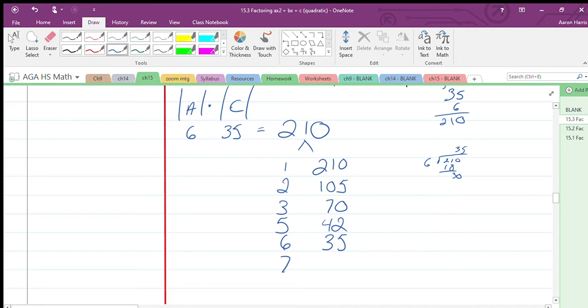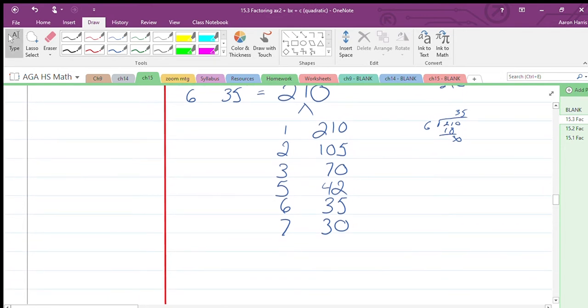Simply put, does 7 go in? Yes. So I get 3 and 0. 7 goes into 210 30 times. Notice I'm just working my way down as I go. Does 8 go in? Well, check it. Here's 8. Here's 210. Let's put 2 because that's 16. So that's 50. 8 doesn't go into 50 evenly. So no, 8 doesn't go in.